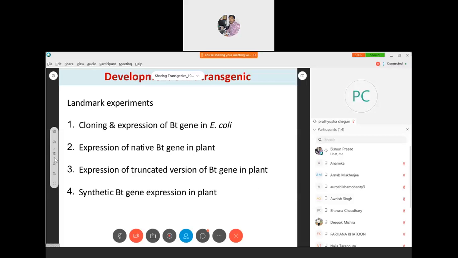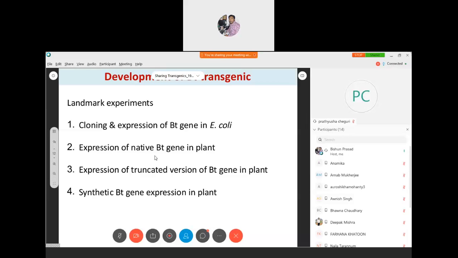Now coming to the next slide, the development of Bt transgenics, and these are the different landmark experiments that were done to make this Bt transgenic. The first very important landmark experiment was cloning and expression of Bt genes in E. coli. The first important step for making any kind of transgenic is to clone and express the gene. So the first important step was cloning and expression of Bt genes in E. coli, then expression of native Bt gene in plant.